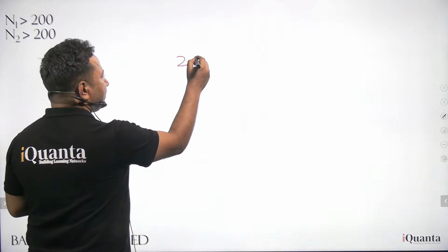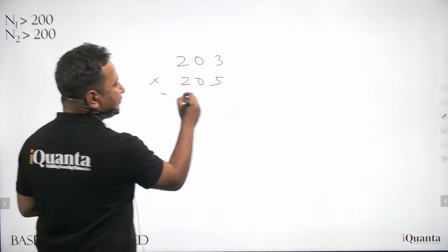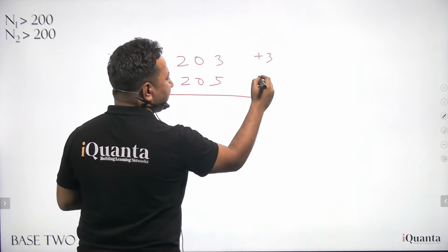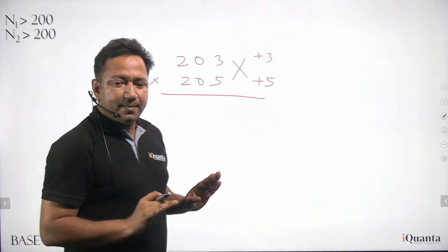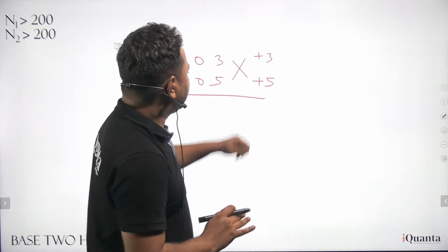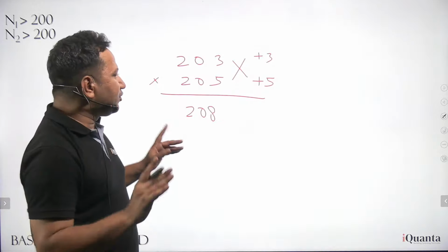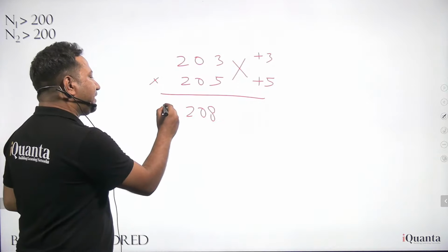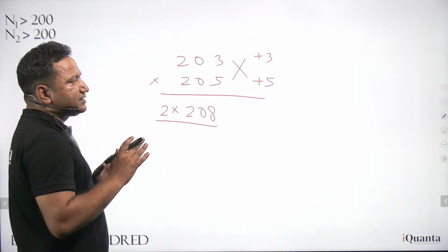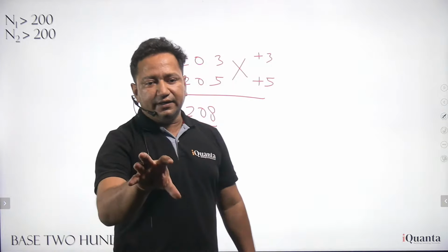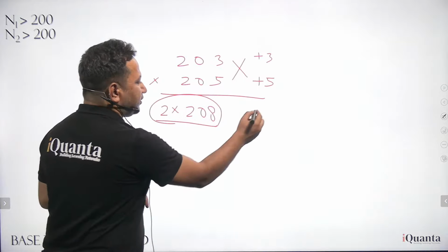For example, 203 and 205. Everything is same. There's just one minor difference. 203 plus 5 or 205 plus 3, you will get 208 in both the cases. This is not the end. There's one more thing which you have to do over here, and that is you have to multiply this by 2. That is the only difference. So when the base is 200, after adding this up, we need to multiply this by 2. Only this part. Not this.